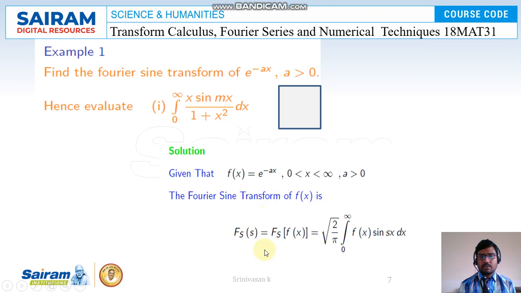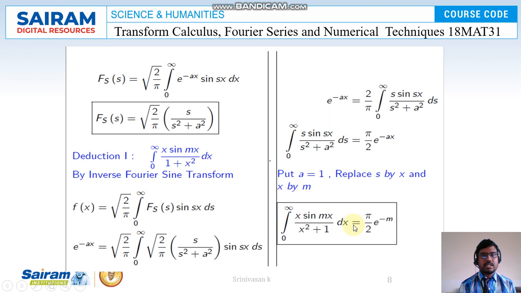First find the Fourier sine transform and substitute the formula: integral 0 to infinity f of x sine sx dx. Here clearly f of x is e power minus ax, sine sx dx. So this is root 2 by pi. The formula for the integral 0 to infinity e power minus ax sine bx dx is b divided by a square plus b square. Here clearly b is denoted by s, so the result is s divided by s square plus a square. So this is our Fourier sine transform.